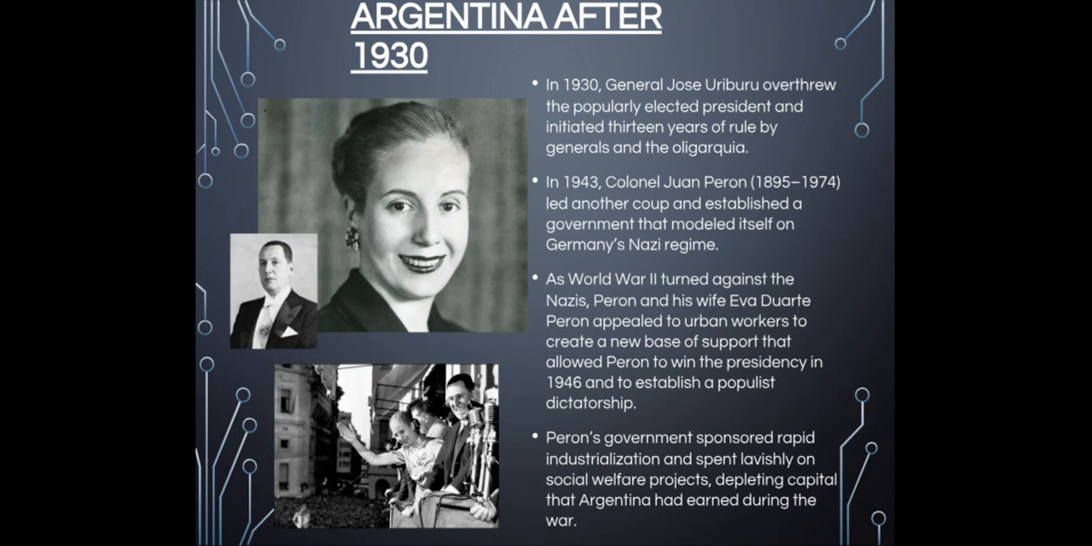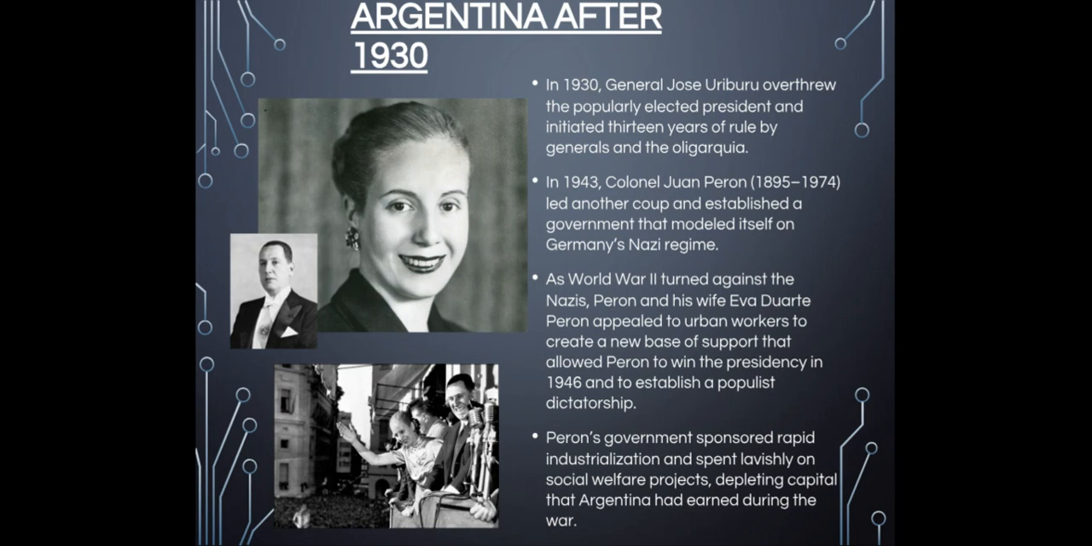As World War II turned against the Nazis, Perón and his wife Eva appealed to the urban workers to create a new base of support. This would allow Perón to win the presidency in 1946 and establish a populist dictatorship. Now, Perón's government sponsored rapid industrialization and spent lavishly on social welfare projects that really depleted a lot of capital that Argentina earned during the war.